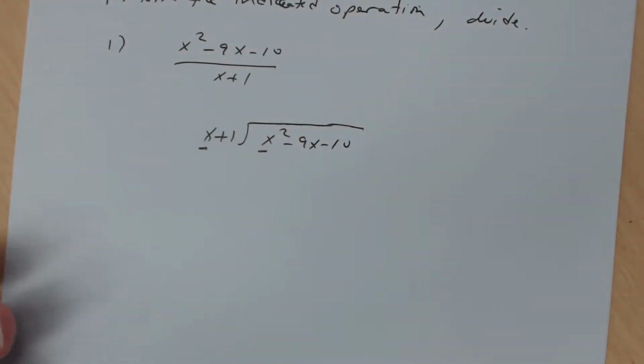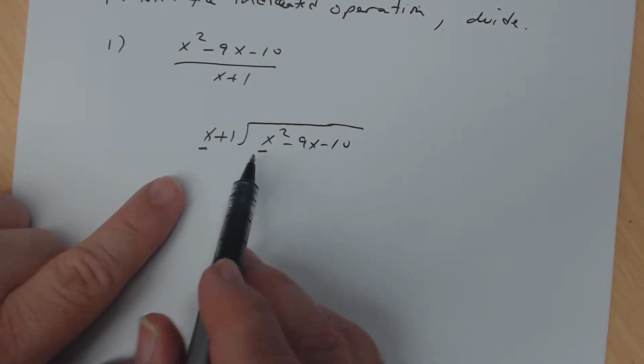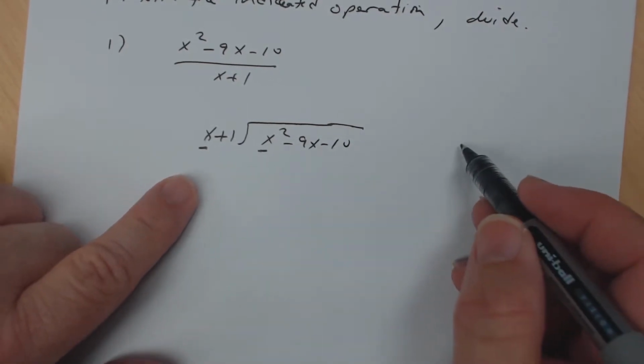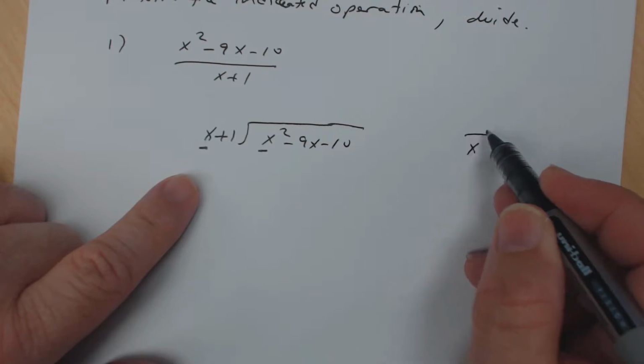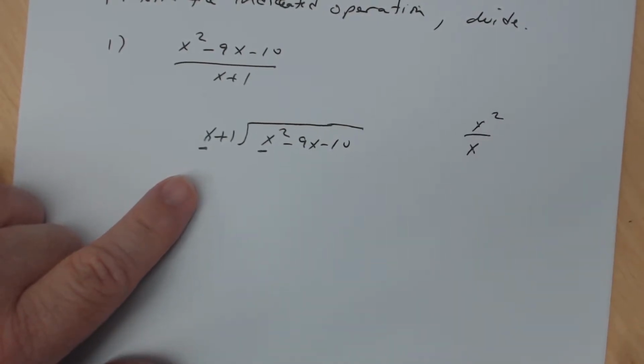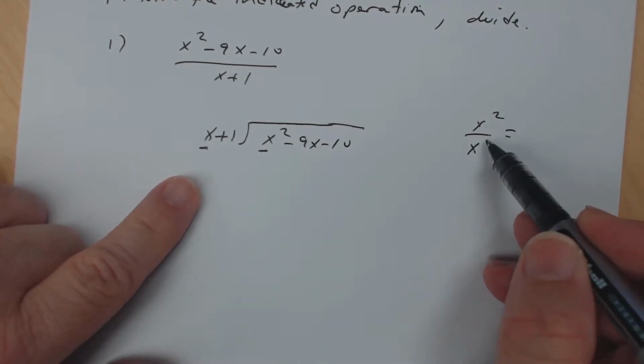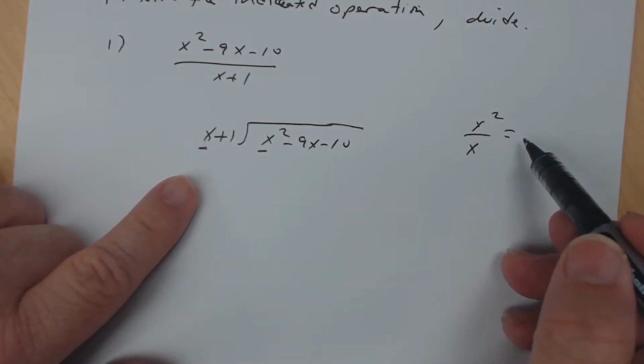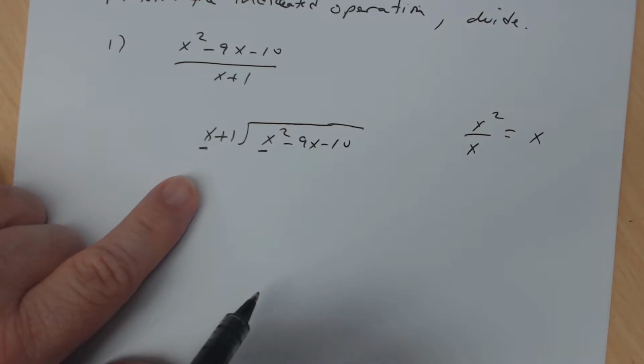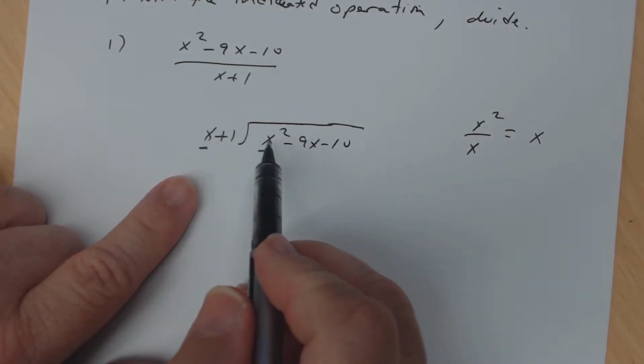All right. So first into first. Remember that. First into first. So basically you're saying this, and think about it. You're saying x into x squared. That's what you're saying. So what's x squared divided by x? Well, x squared divided by x, when you divide like bases, subtract exponents, that's just x. So x into x squared is x.